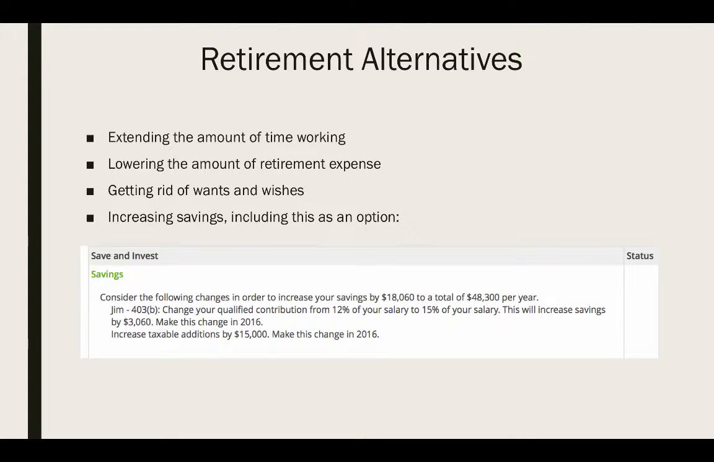They can extend the amount of time working, which would be a great benefit to them. They can lower the amount of retirement expense. Getting rid of the wants and wishes, getting rid of some of those would definitely help. And increasing savings, that's an option too. Here's a savings note down there for them.